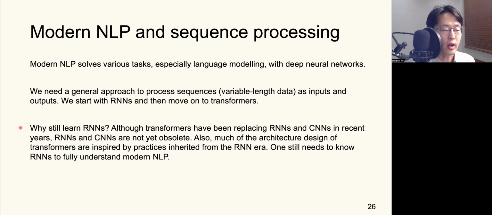So you may be aware that modern language models are all built using transformers, and RNNs are really no longer used, at least not in the mainstream. Indeed, that's the case. Transformers have been replacing RNNs and CNNs in recent years. But nevertheless, much of the architectural design of transformers is inspired by practices inherited from the RNN era. So in my view, you still need to know RNNs to fully understand the motivation behind a lot of the components within a modern transformer.